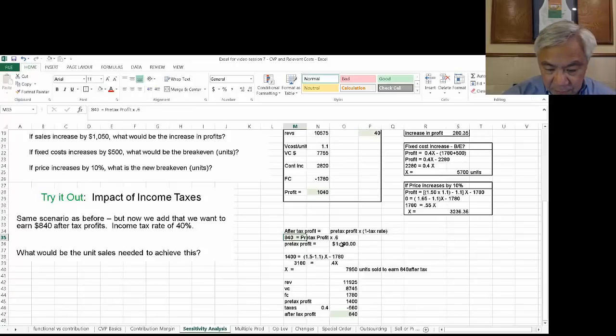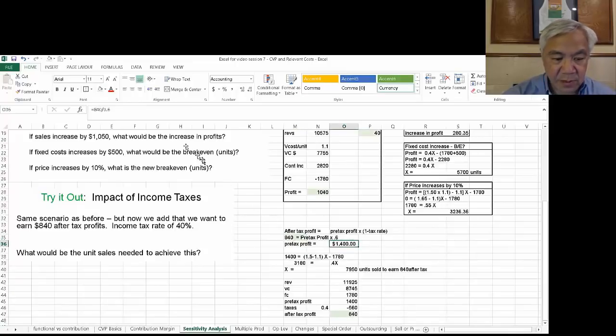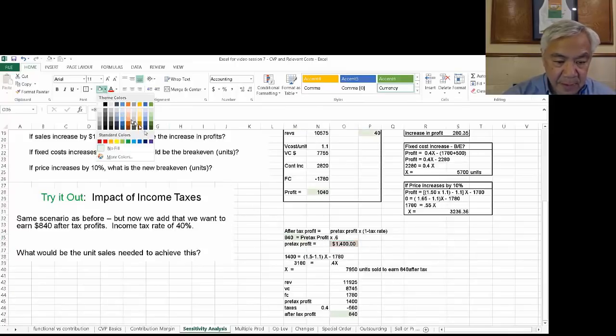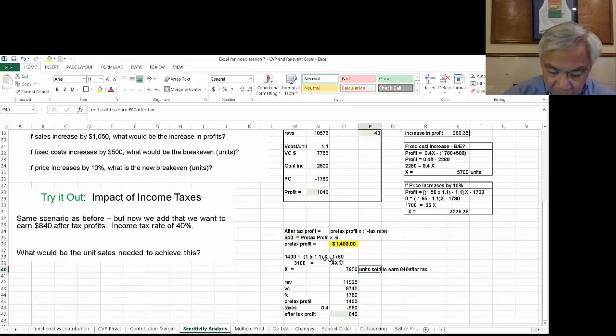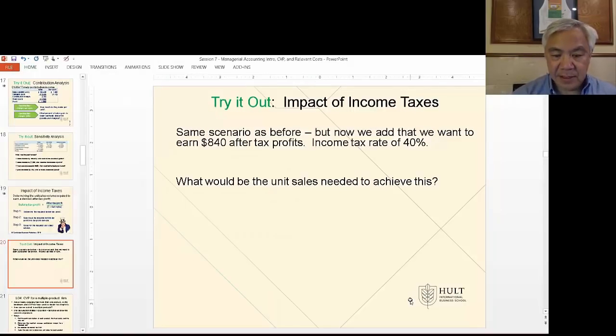And the steps again is we derive this number, which is what is the pre-tax. And then after we derive that, we then test it out and verify that it's the right amount. So 7950 are the number of units sold to earn the target of 840 after tax. All right. So that's income taxes.